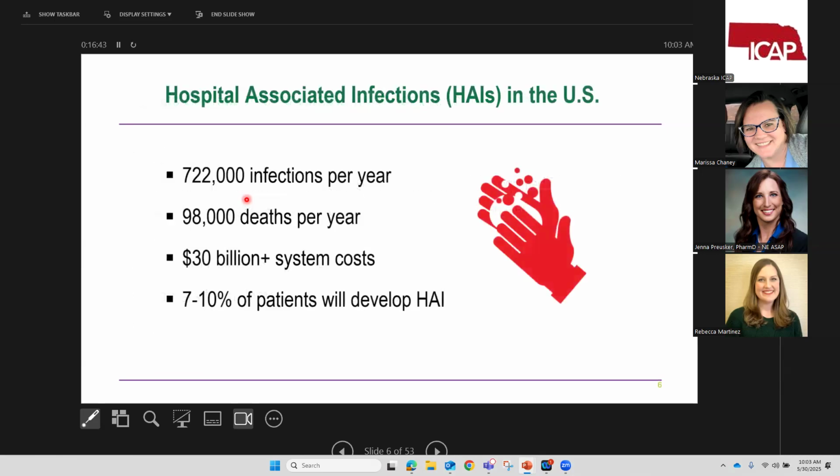So first, introduction. So I'm preaching to the converted here. Basically, you know the enormous impact of HAIs, huge number of infections, 100,000 deaths, enormous cost for our health systems, and somewhere on the order of 7 to 10% of patients will develop an HAI during their hospital stay.